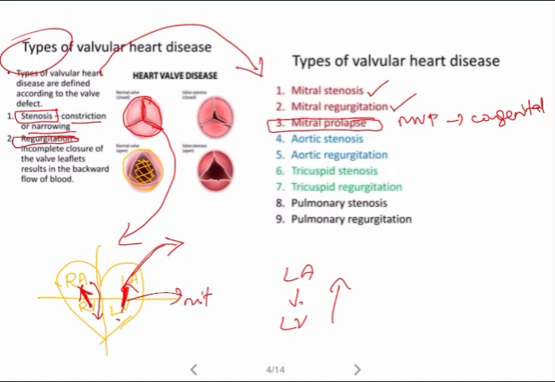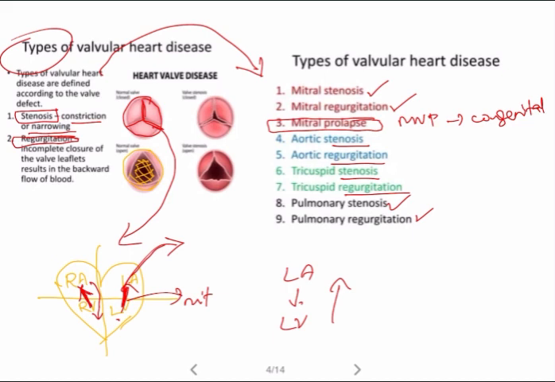Now coming to the aortic valve. For the aortic valve, we have either stenosis or regurgitation. For the tricuspid valve, we again have stenosis and regurgitation. The same thing for the pulmonary valve, which has stenosis and regurgitation.